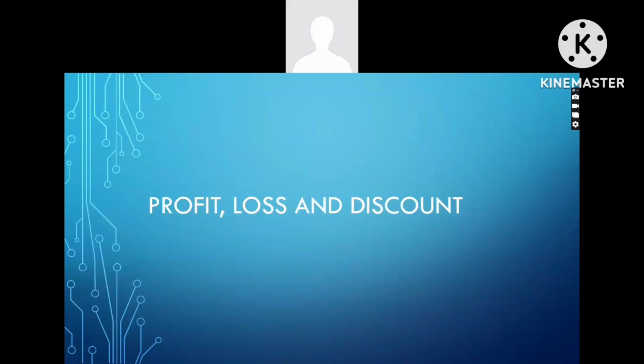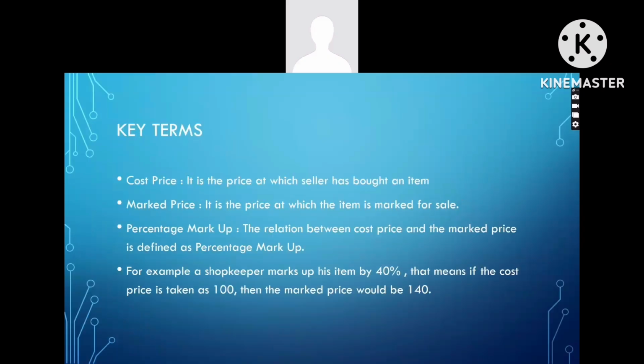Today I am going to discuss profit, loss and discount, which is a very useful topic for all competitive exams. Then comes the key terms. First comes cost price. It is the price at which the seller has bought an item. Then market price. It is the price at which the item is marked for sale.